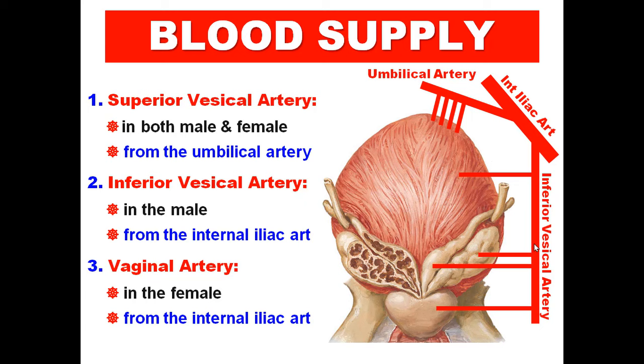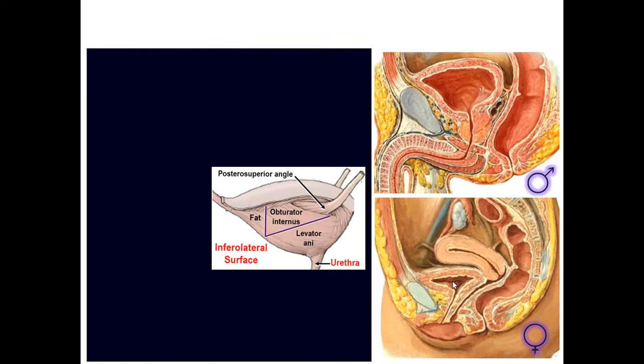This inferior vesical artery in the male supplies the urinary bladder, the seminal vesicle, vas deferens, and the prostate. Okay, all these structures are supplied by the inferior vesical artery. So, arterial supply of the urinary bladder in the male: superior vesical artery from the umbilical, inferior vesical artery from the internal iliac. Blood supply of the urinary bladder in the female: superior vesical artery from the umbilical artery, and the vaginal artery from the internal iliac artery.